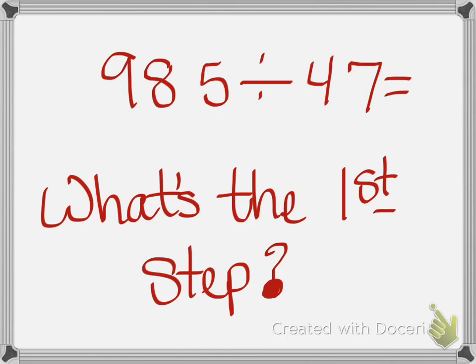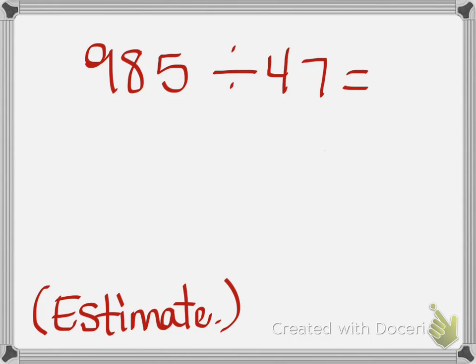985 divided by 47. What's the first step? Did you remember that the first step is estimation? I hope so. So first we're going to estimate 985 divided by 47. 47 is not an easy number for us to divide by, so we need to choose a good compatible number.